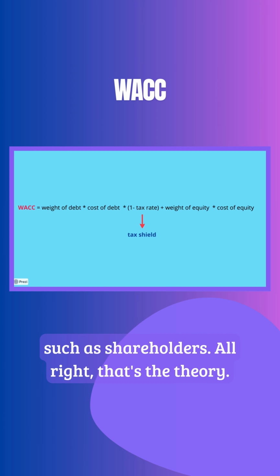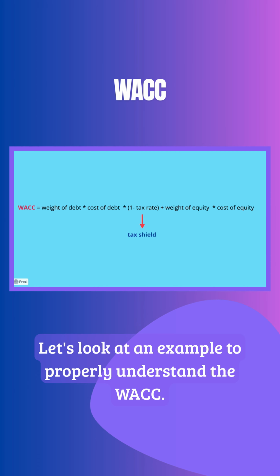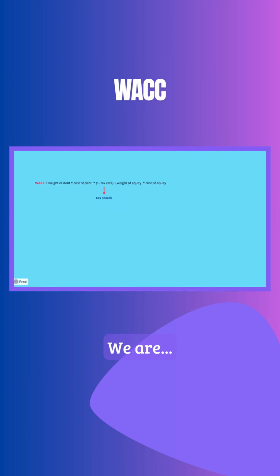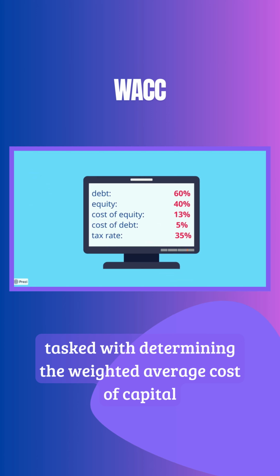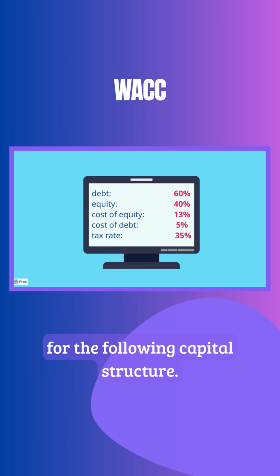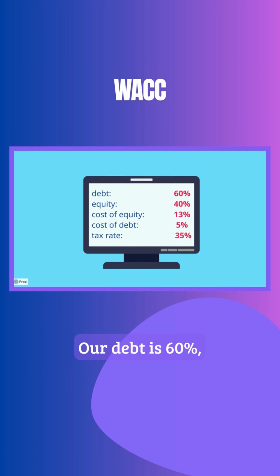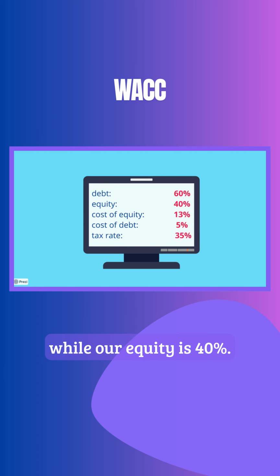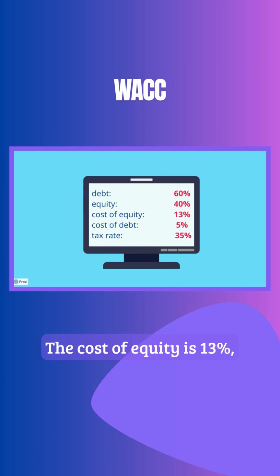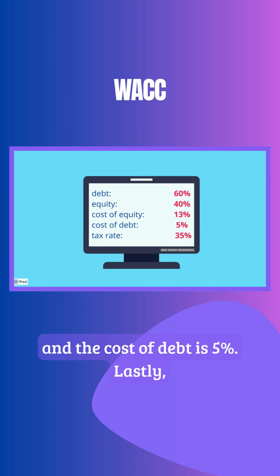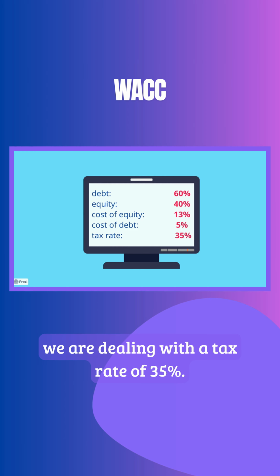All right, that's the theory. Let's look at an example to properly understand the WACC. We are tasked with determining the weighted average cost of capital for the following capital structure. Our debt is 60%, while our equity is 40%. The cost of equity is 13%, and the cost of debt is 5%. Lastly, we are dealing with a tax rate of 35%.